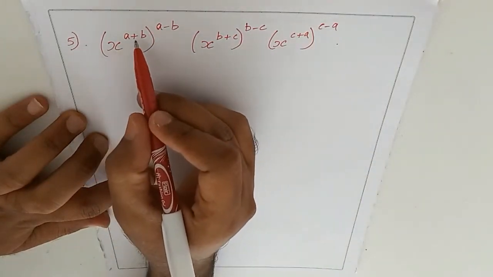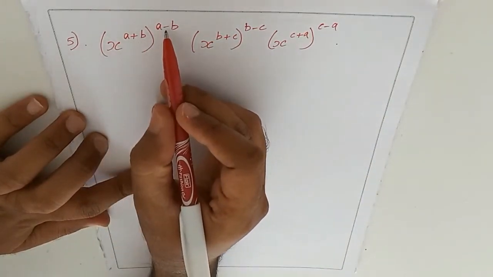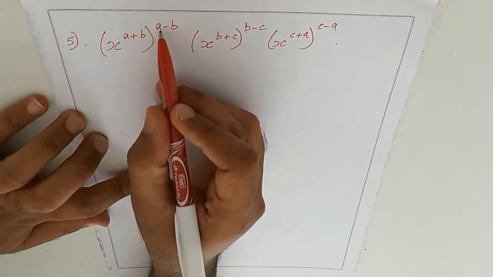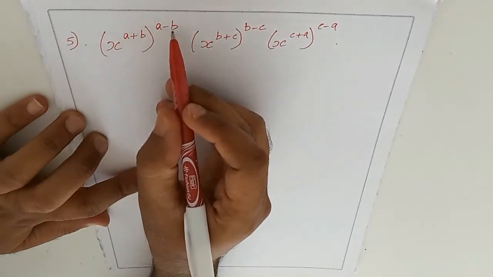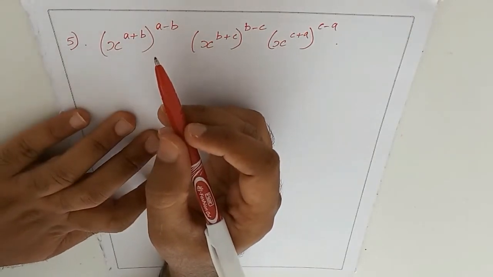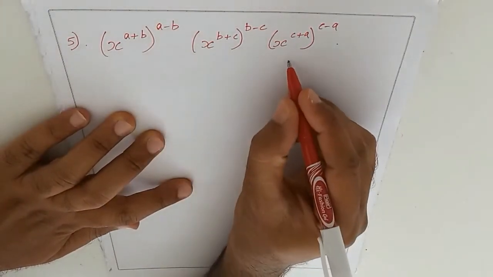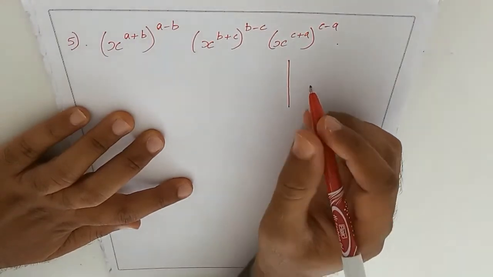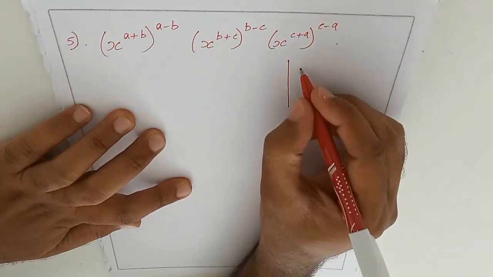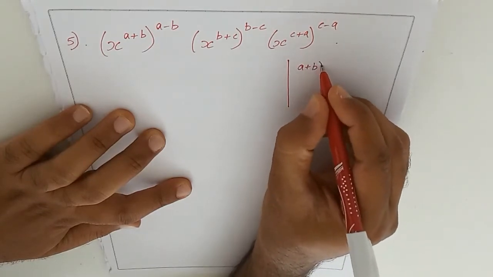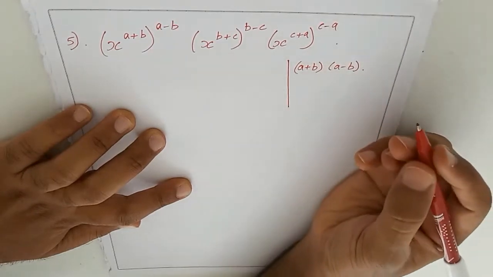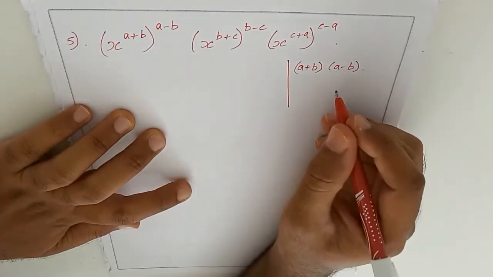Now x power something. So in this case I can multiply the powers. So I have to multiply a plus b and a minus b. We know that a plus b into a minus b equals a square minus b square. In case you don't know this identity, very quickly you can multiply and find out. It's easy to remember, but just in case you are getting confused, you can just multiply.